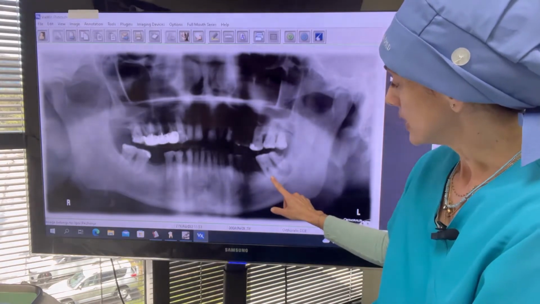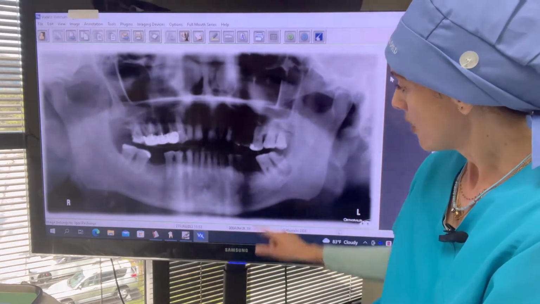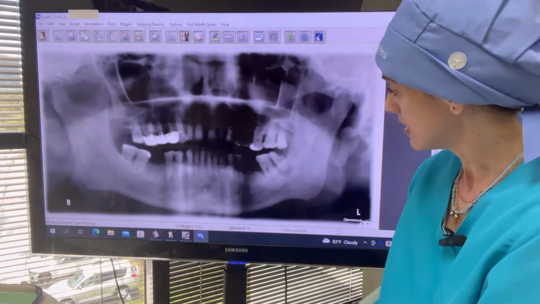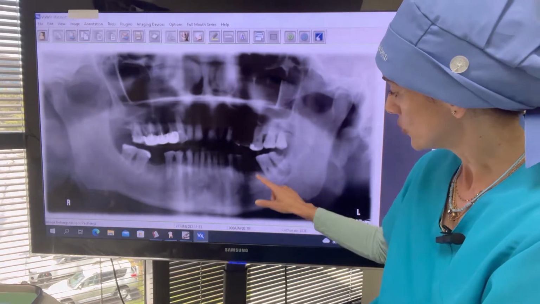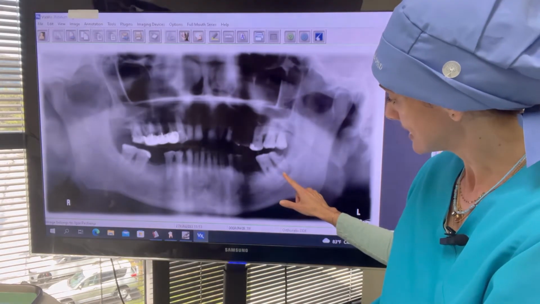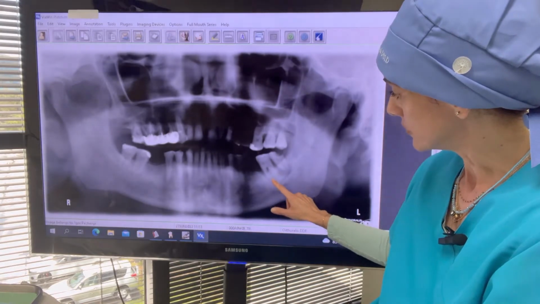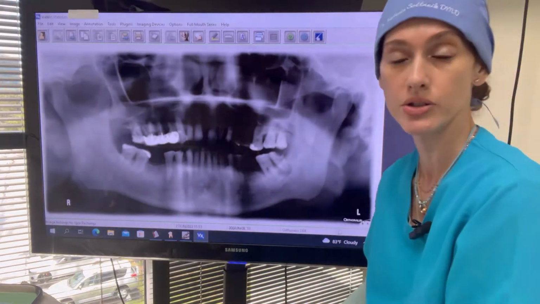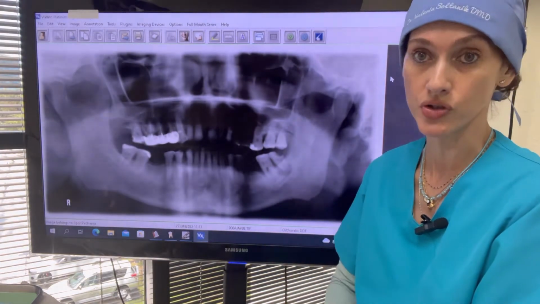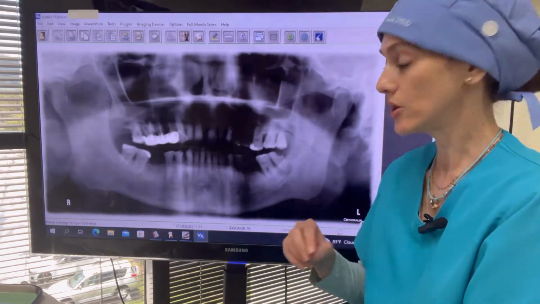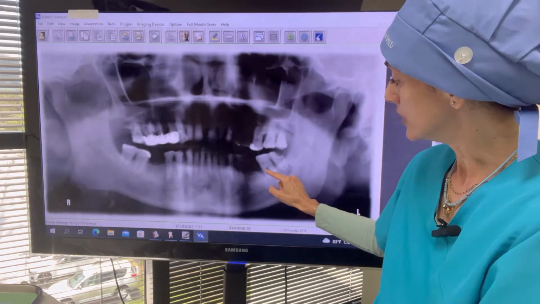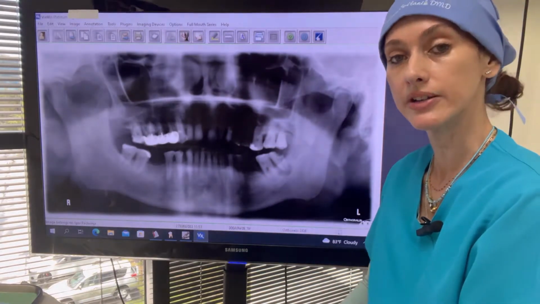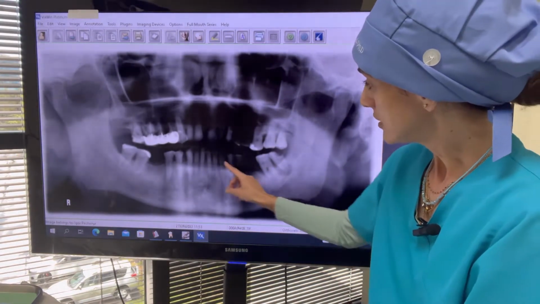The tooth next to it, we can see on this panoramic, also has bone loss. You can see this V-shaped area that shows us the bone loss. And I also see a small abscess on this tooth. And in between the two roots, you see also bone loss. That's a cause for concern as well, because once we lose bone between the two roots of a molar, it's very hard to keep that area clean.